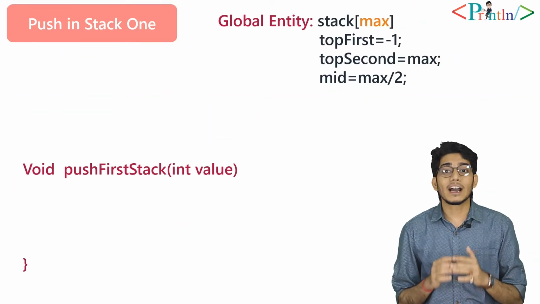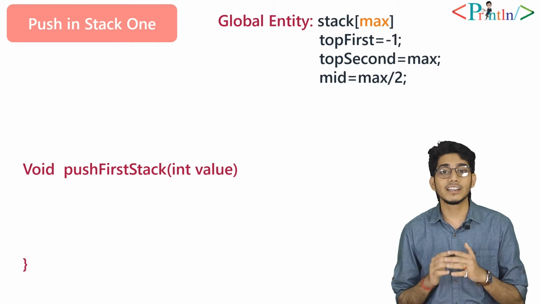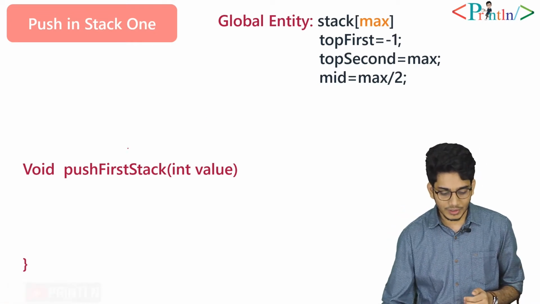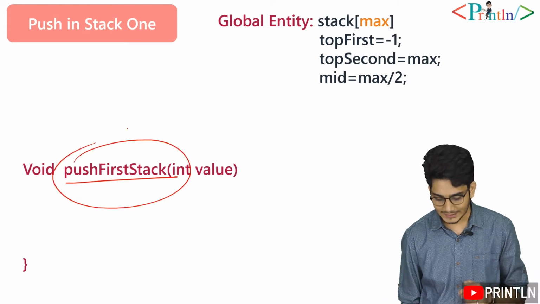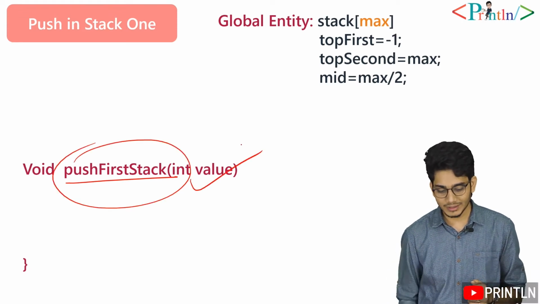Now we'll see how we can implement the push operation in the first stack. You can see that we have a function called push first stack and we are passing some value here.